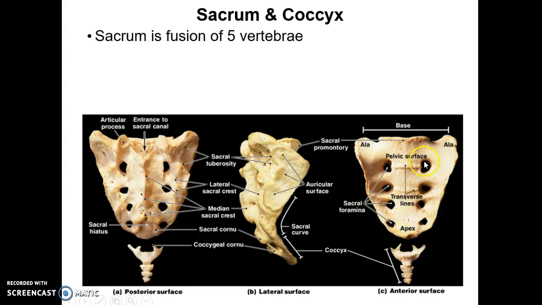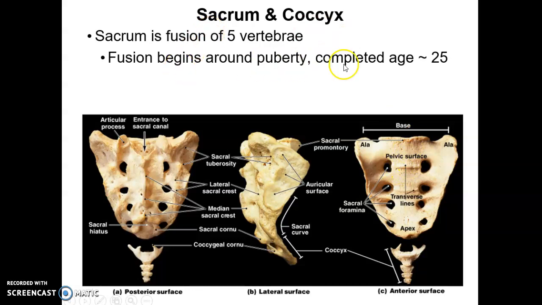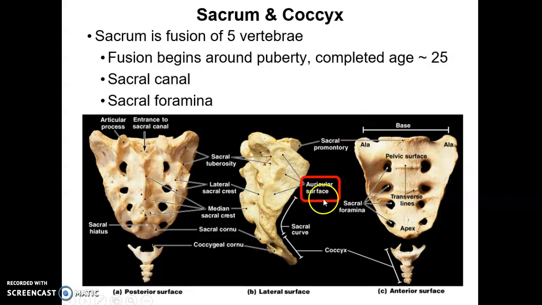In the adult, the articulations between them ossify over, the cartilage becomes solid bone. And that's completed by about age 25. And the sacral canal passageway here accommodates the spinal nerves that come down, and then the spinal nerves exit via the appropriate sacral foramina on the sacrum. And then there's something called the auricular surface on the sacrum here.